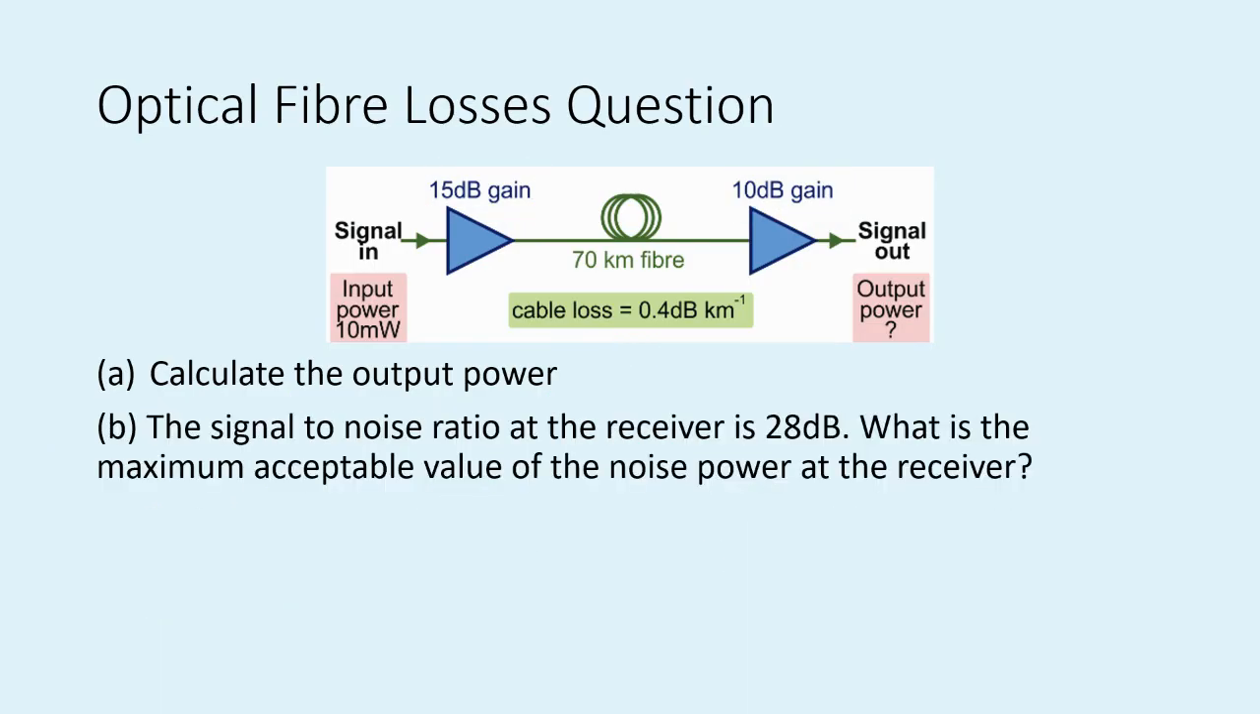Okay, part B. The signal to noise ratio at the receiver is 28 decibels. What is the maximum acceptable value of the noise power at the receiver? Again, I would recommend you pause the video, have a go at this question on your own. Okay, let's have a look through.